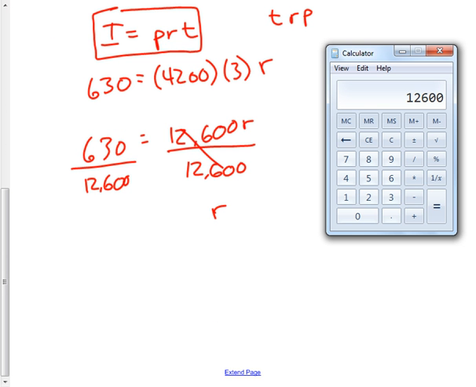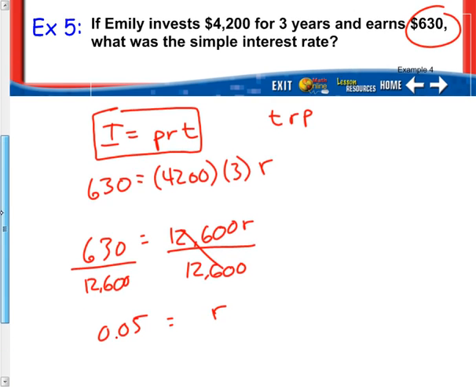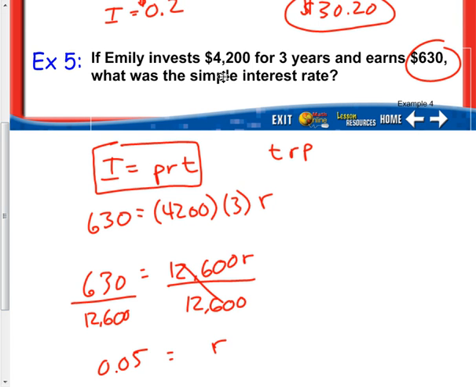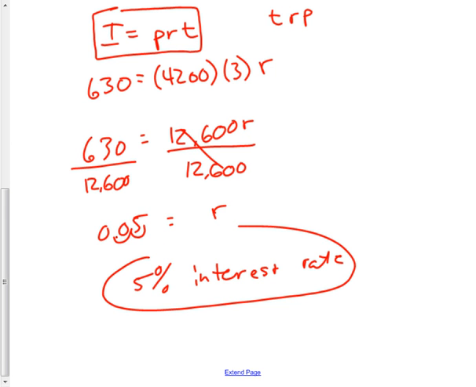So I'll jump on your calculator. Let's take this. We go 630 divided by 12,600, and that gives me 0.05. Okay. Now, keep in mind, remember what we said about R. R is always written as a decimal, but really, what do they want? They want to know what is the simple interest rate. Now, that is always given as a percent. So, right now we have a decimal. We need to move it 2 places to the right. So, we're going to have 5% for the interest rate. And that would be my answer.